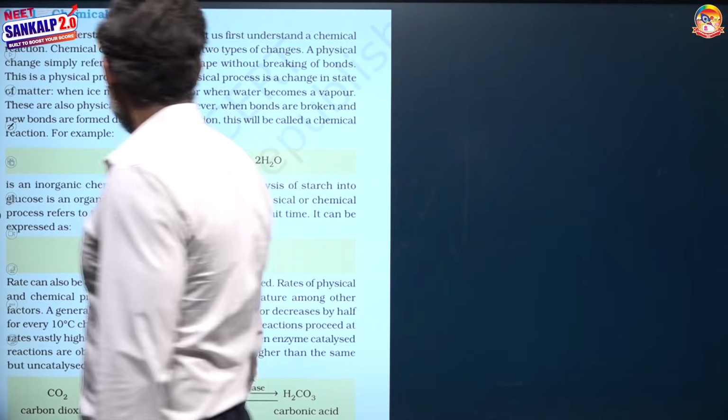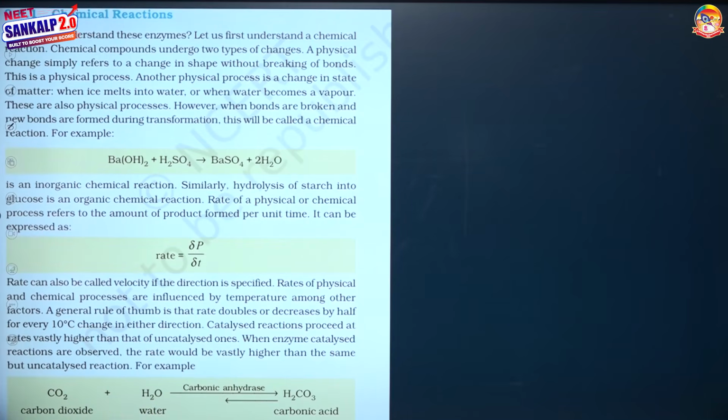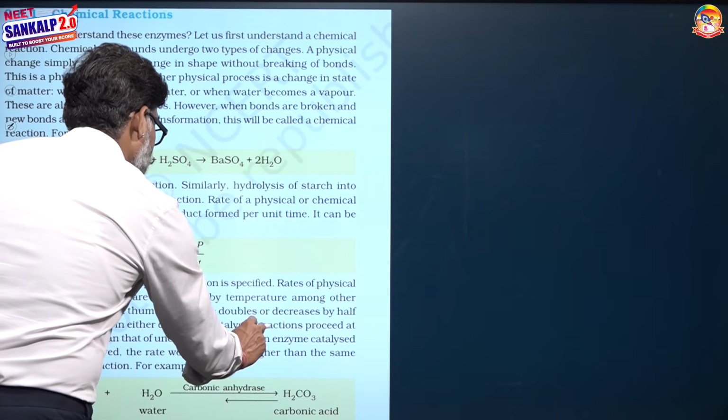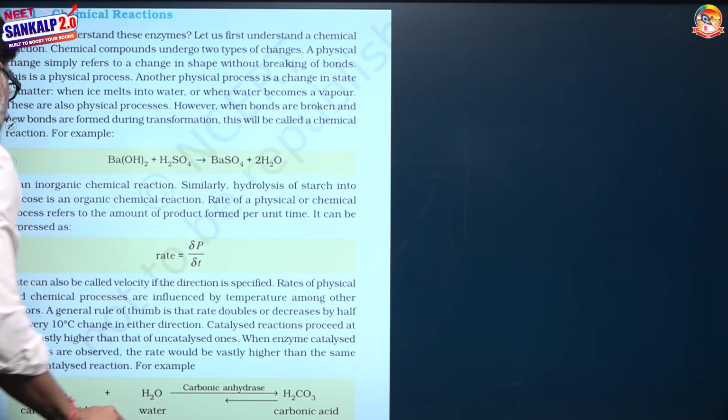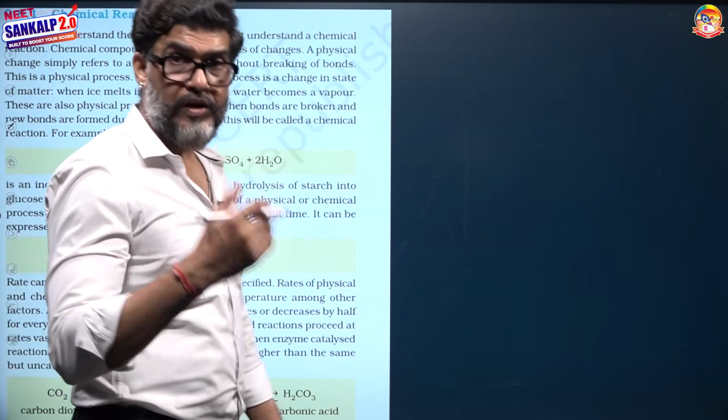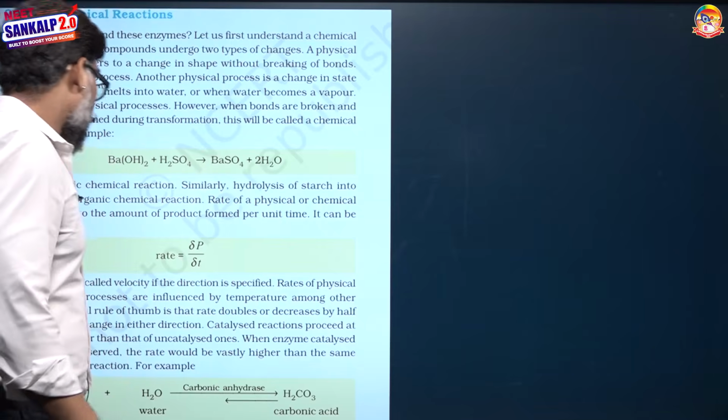Nothing to be worried about, just a few points you have to keep in mind. It is a general rule of thumb that the rate of reaction varies with temperature, and catalyzed reactions proceed very fast, higher than uncatalyzed reactions. A variation of 10 degrees centigrade in temperature leads to the doubling of the rate of reaction.